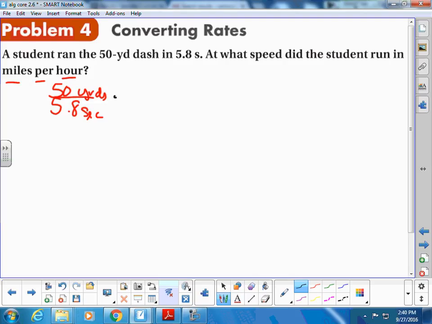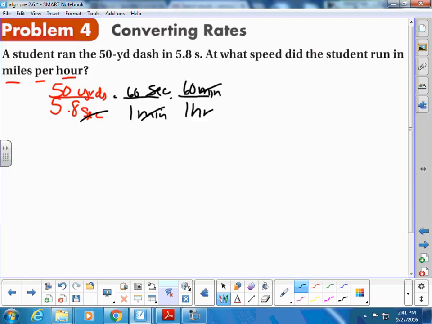I'm going to go with the hours first. So I'm going to have seconds on the top here, and so I can cross off my seconds. And I know there's 60 seconds in 1 minute. So I can cross off my seconds, but I don't want minutes, I want hours. So I know there is 60 minutes in 1 hour. Then I cross that off and I have my hours.